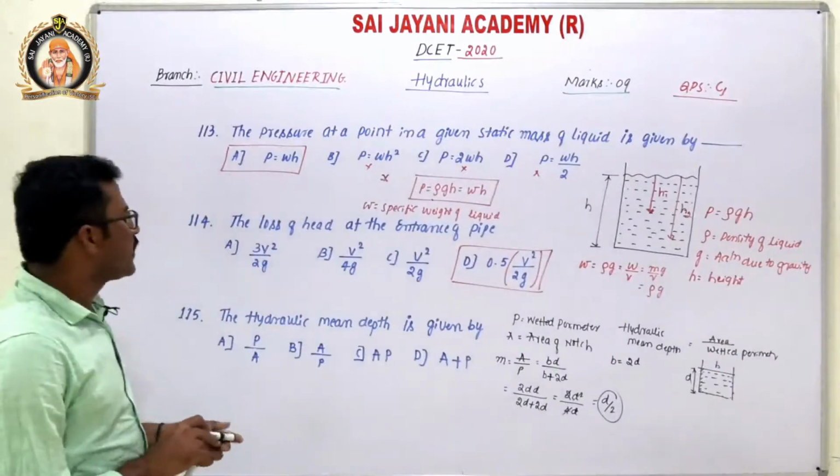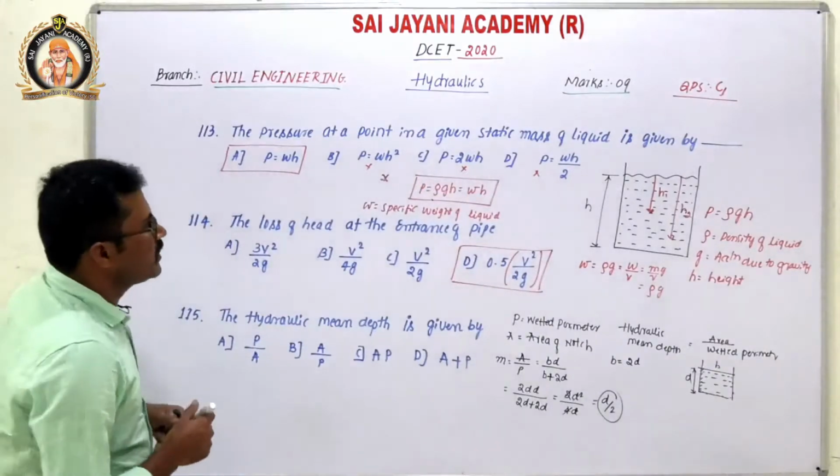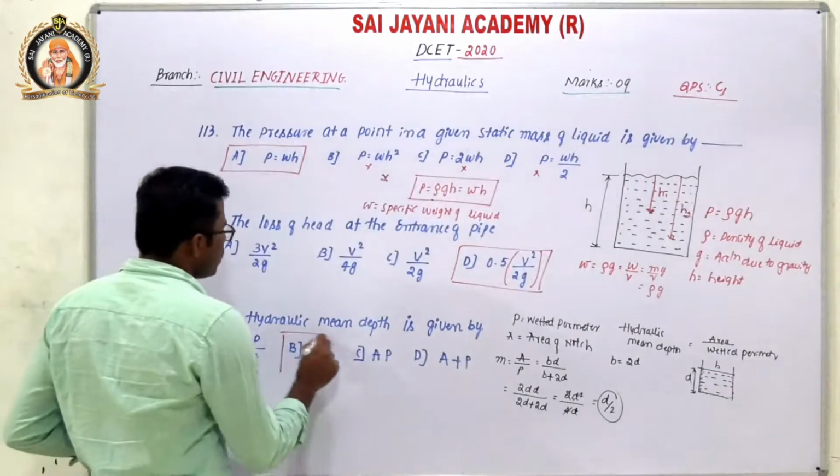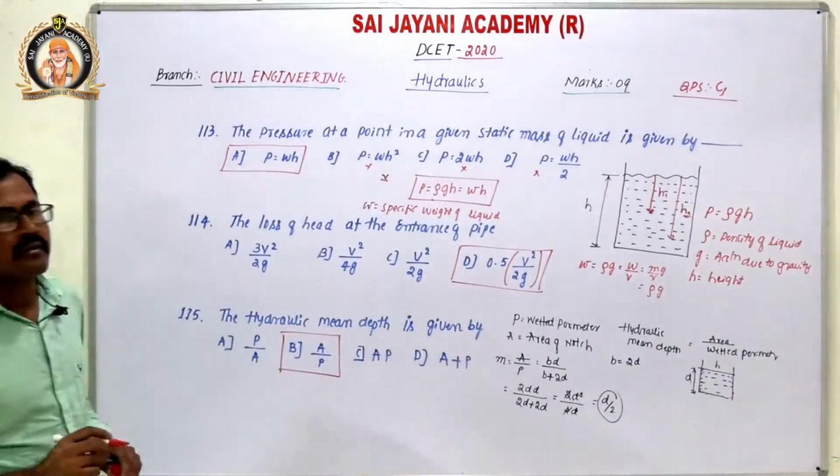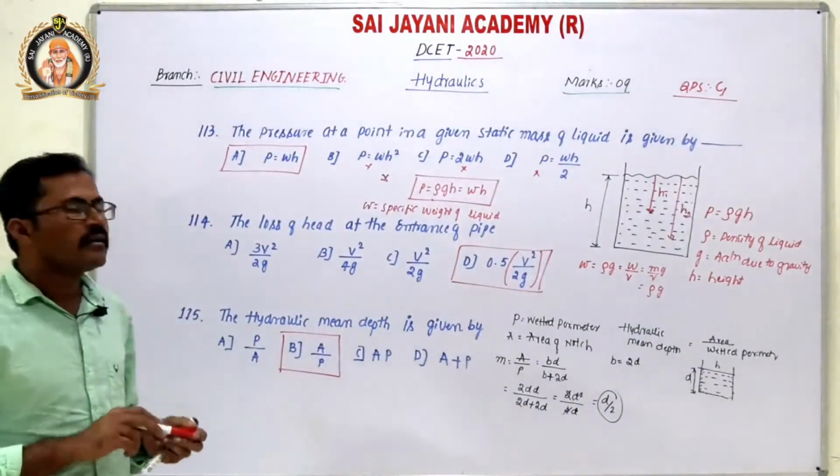So the hydraulic mean depth is given by A by P, that is, the ratio of area of channel to the wetted perimeter of the channel. So option B is the right answer.